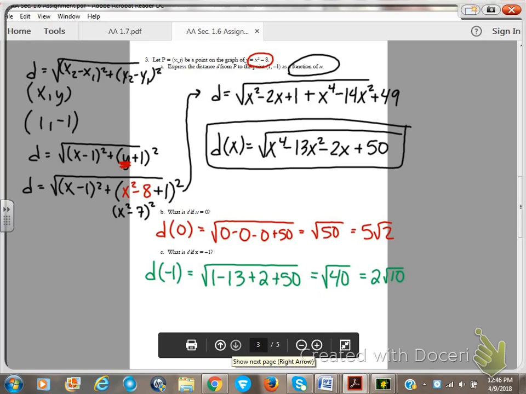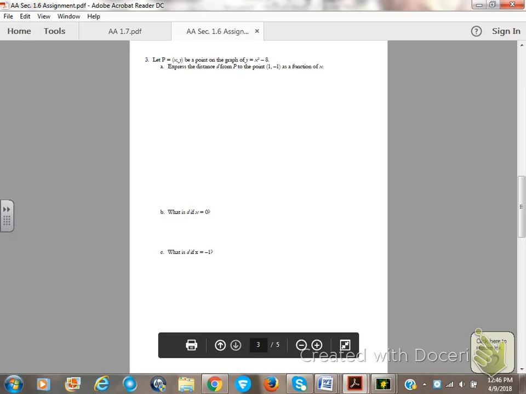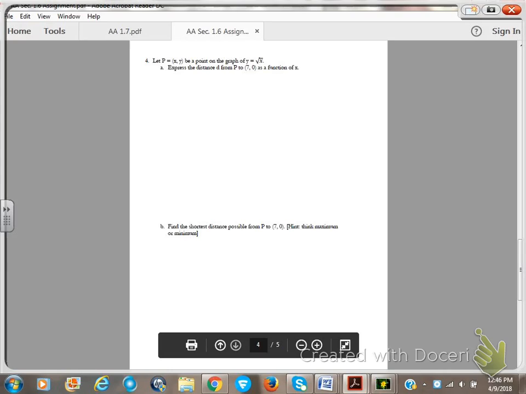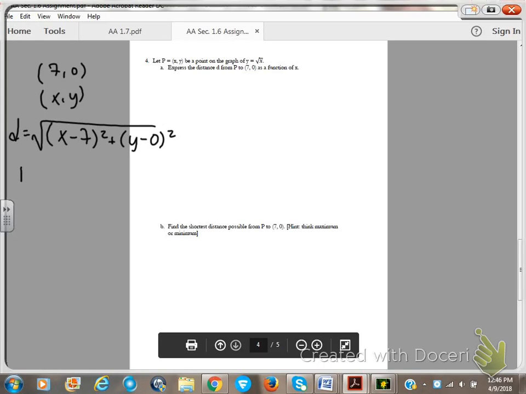Let's take a look at number 4. Okay, so let (x, y) be a point on the graph of y equals the square root of x. Express the distance d from that point P to (7, 0) as a function of x. Again, we're doing distance, so we're going to use our distance formula. Our two ordered pairs are (7, 0) and (x, y). Setting up our distance formula, (x minus 7) squared plus (y minus 0) squared. So d equals the square root of (x minus 7) squared plus y squared.